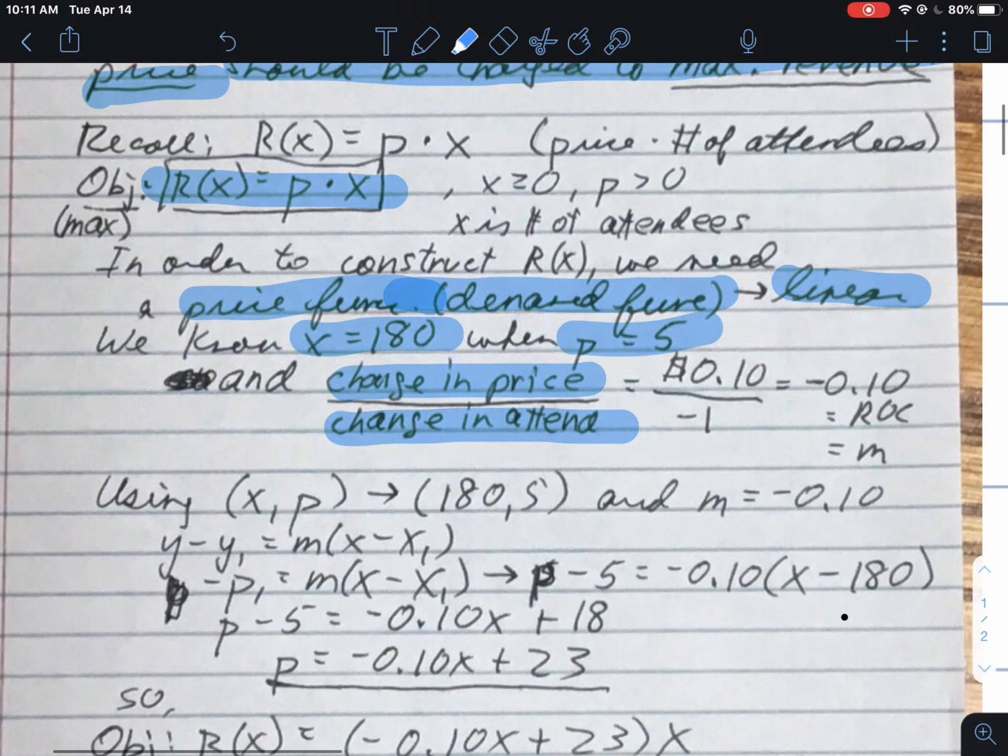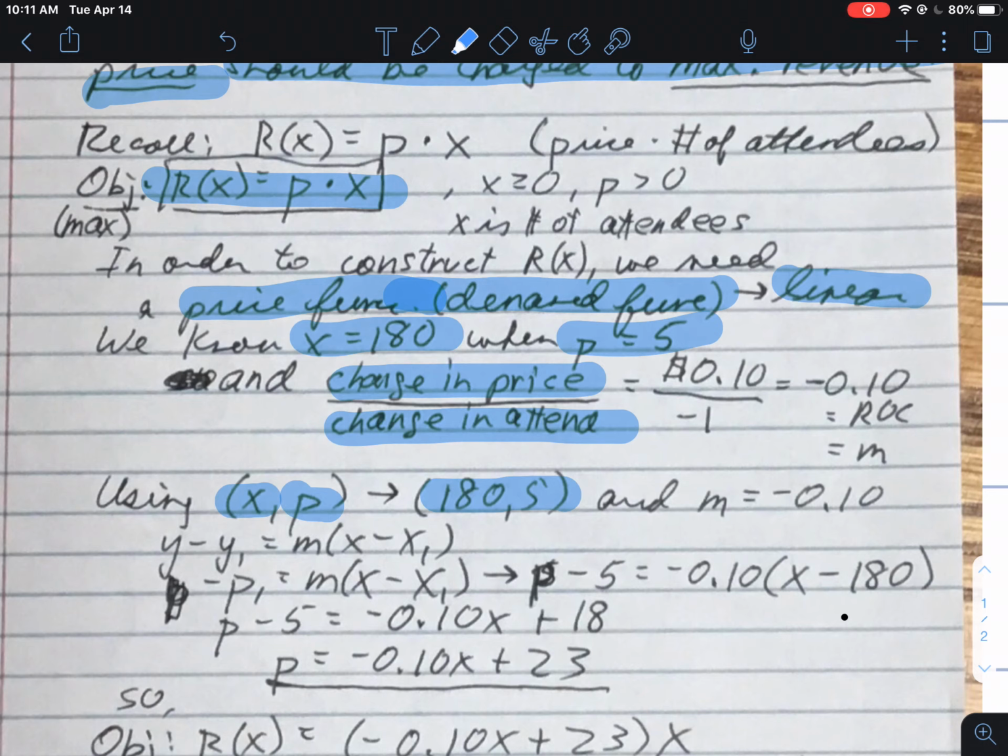And I'm using a relationship between price and number of attendees, right? So I could use x as my input, p as my output, set up an ordered pair with the information that we have.